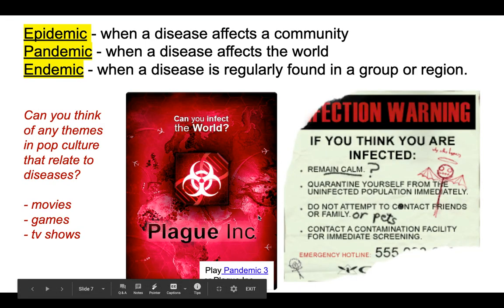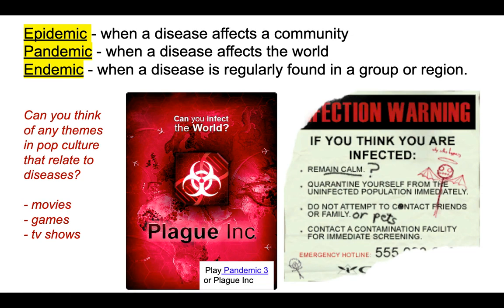How do we describe how the disease affects a community? These 3 words, epidemic, pandemic, and endemic, are things that you might hear in the news right now. An epidemic is just when it affects just one community, versus a pandemic that we're hearing constantly with the coronavirus is when it's affecting the whole world. An endemic then is just a disease that's regularly found in a group or region.